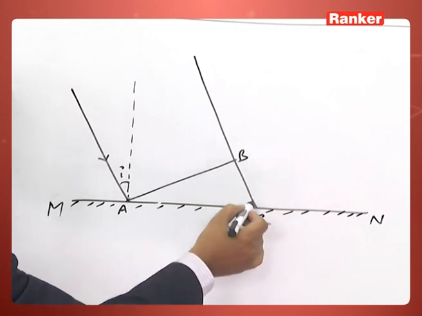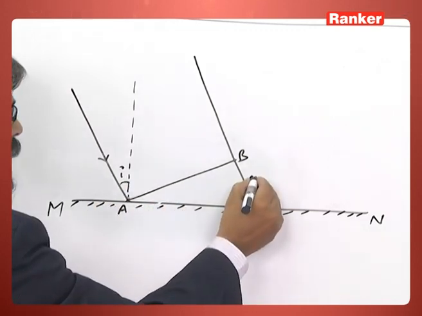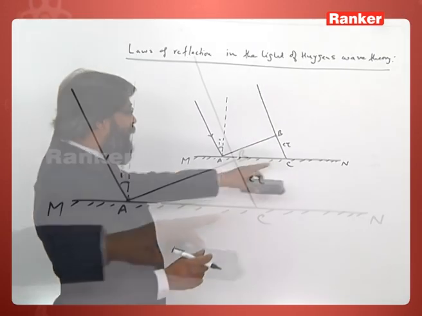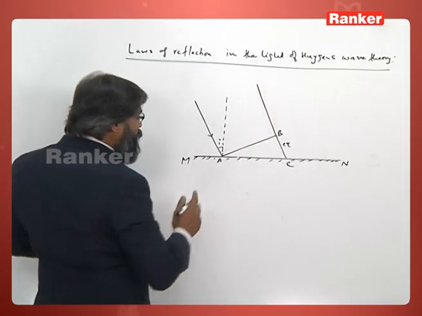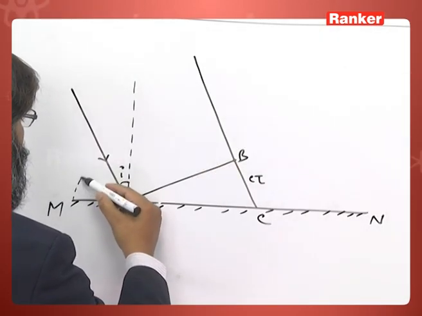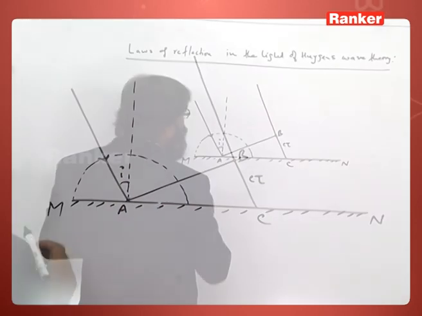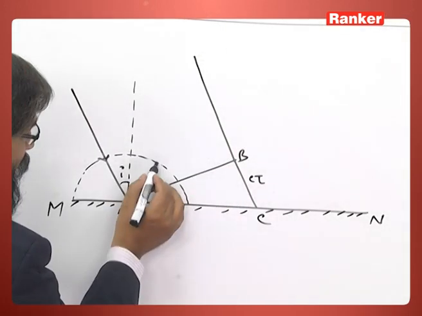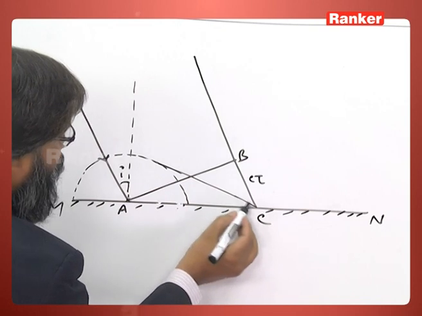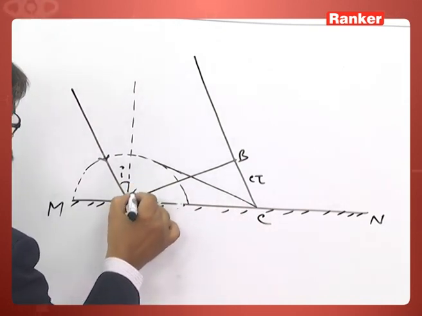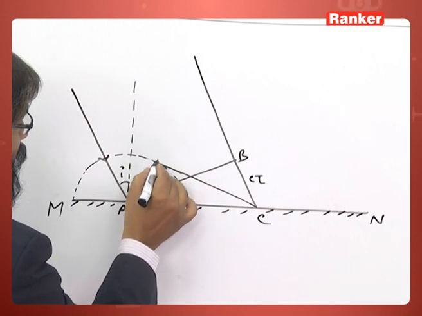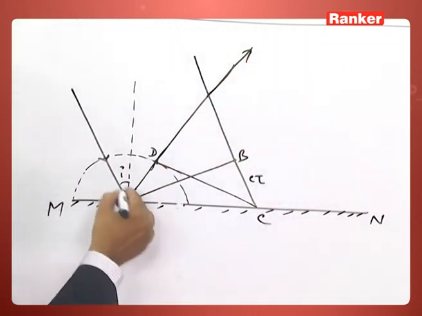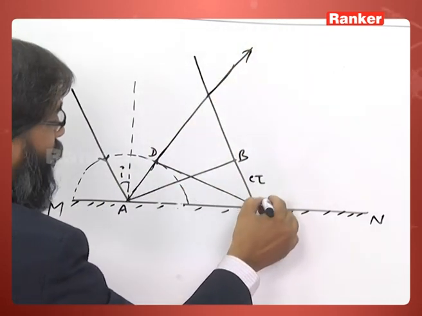it takes some time, tau, so this distance becomes c tau. Tau is the time taken for B to reach C, and c is the wave speed. In that time the wavelet from A has grown to a radius of c tau. If I want to know the new reflected wavefront, then we draw a tangent from this C to here. So CD becomes the reflected wavefront, and this is the reflected ray.